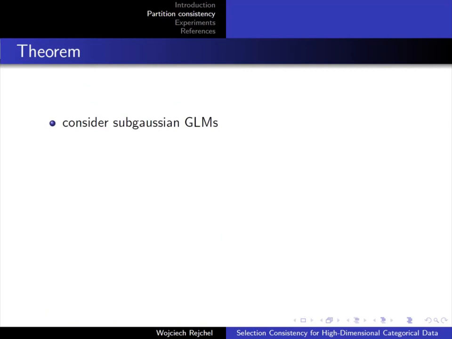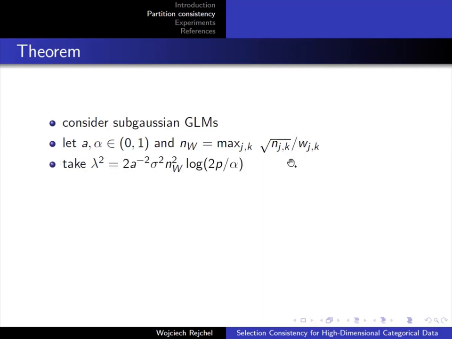So we have sub-Gaussian generalized linear models. We have two numbers from the interval (0, 1), A and alpha. We have some new object, which is N_W. This is the maximum over the square root of the number of observations on the Jth level, K factor, by W_K. So now we consider the general case. So this matrix W can be general.